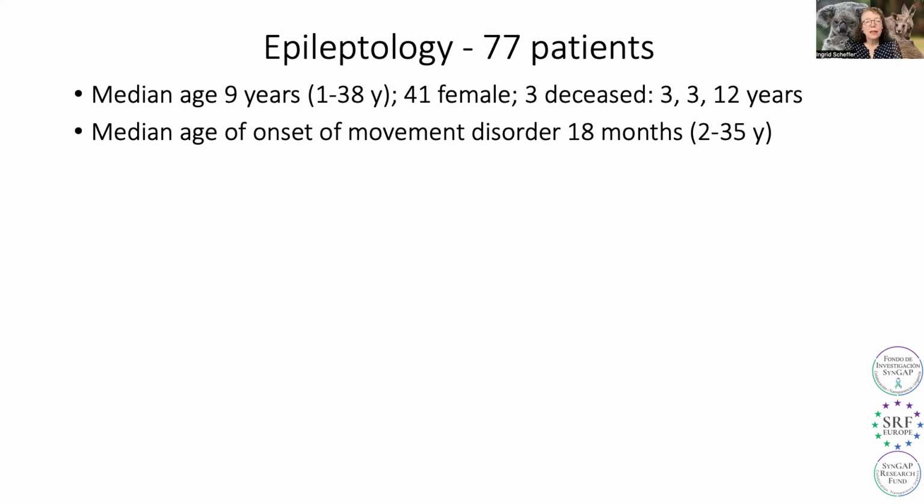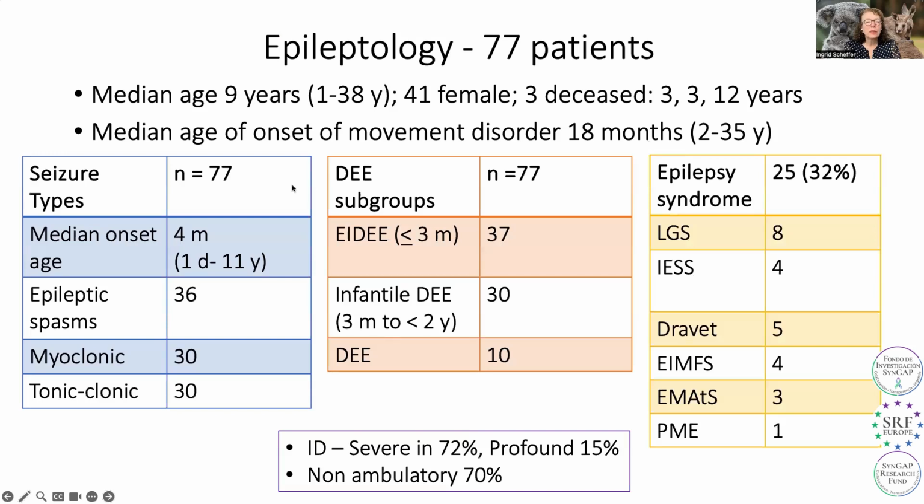But we started with a healthy 77 patients who at the age of study had a median age of 9 years, but were aged from 1 to 38 years, and 3 had sadly passed away. The median age of onset of movement disorder was 18 months, which is interesting because the median onset of seizures was actually 4 months. So we had a very severe group of patients here with seizures early, mostly in life. And here you see the seizure types: epileptic spasms, myoclonus and tonic-clonic seizures.